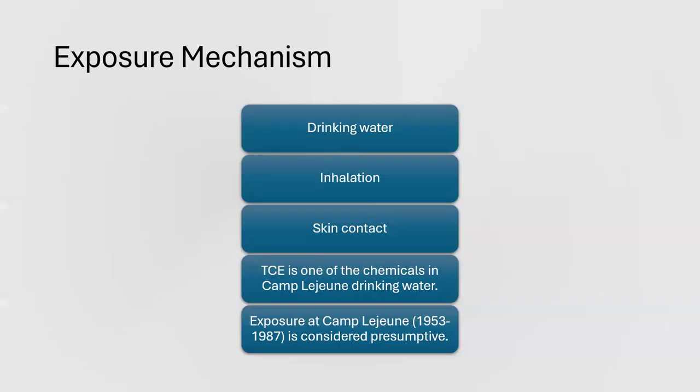So how do you get exposed? Drinking water, inhalation, contact. And TCE is one of the prevalent chemicals in Camp Lejeune drinking water. And Camp Lejeune drinking water exposure, 30 days or more from 53 to 87, is considered presumptive by the VA.